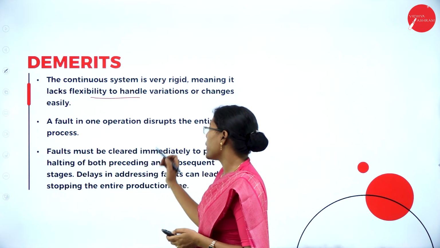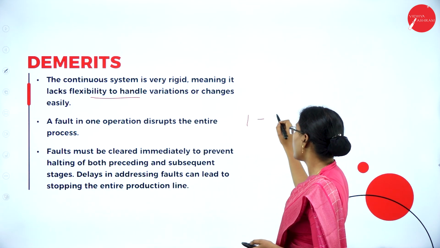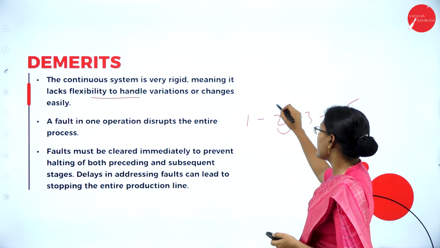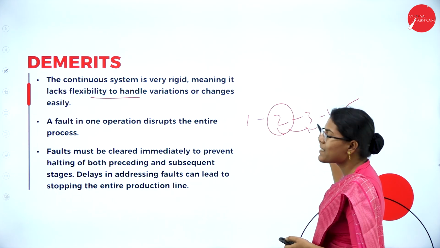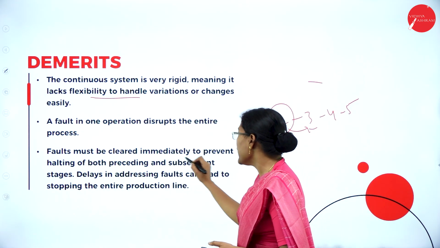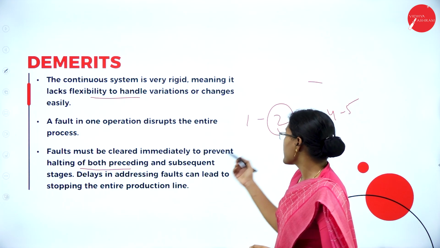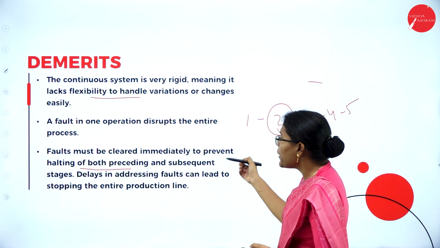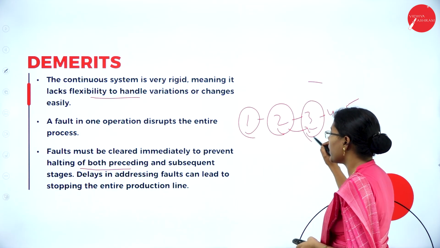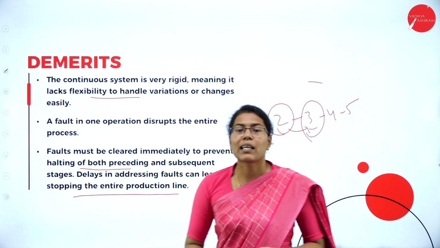Then, a fault in one operation disrupts the entire process. In the continuous production system, it involves step 1, step 2, step 3, step 4, 5 like that. If any problem occurs in step 2, the products will not move to step 3, so it disturbs the whole production function. Faults must be cleared immediately to prevent halting of both preceding and subsequent stages. Any halting of materials either in production 1 or in production 3 leads to the stoppage of the entire production line. So, faults must be immediately cleared.